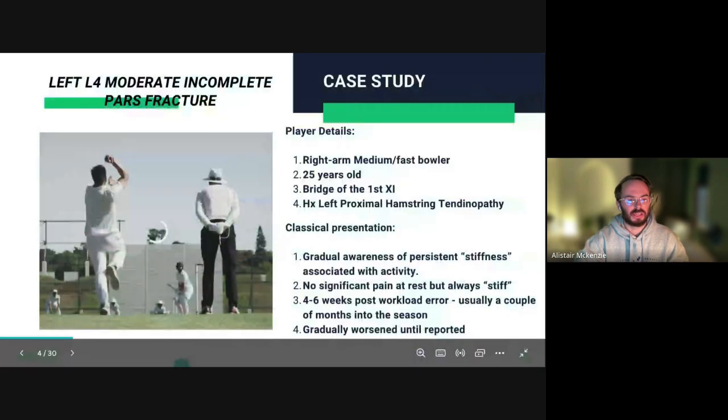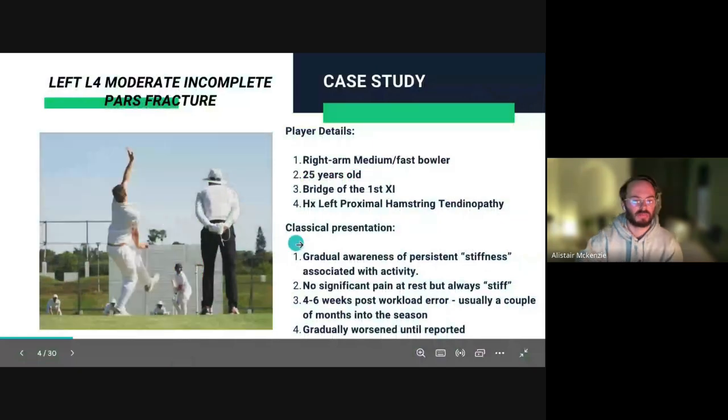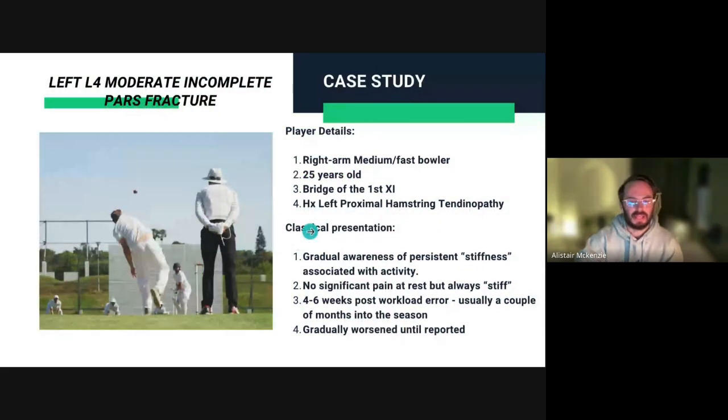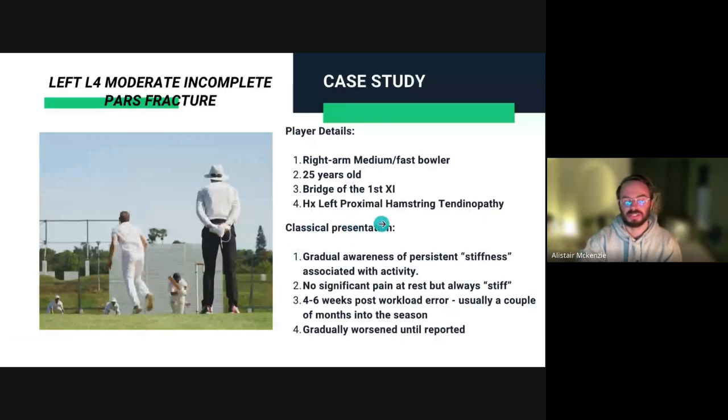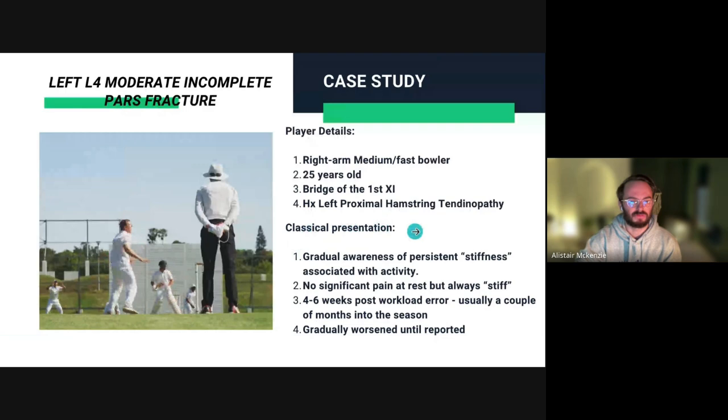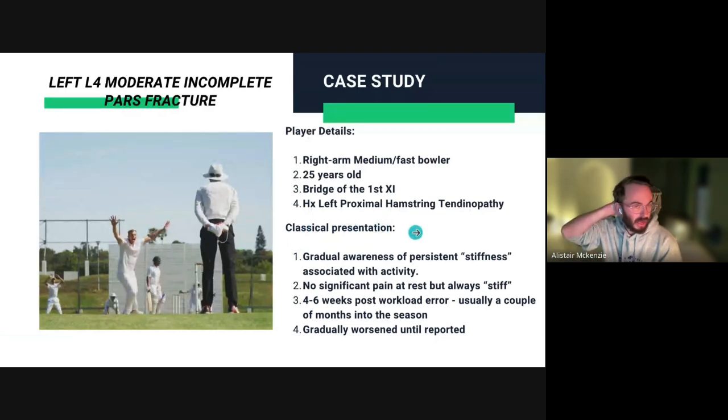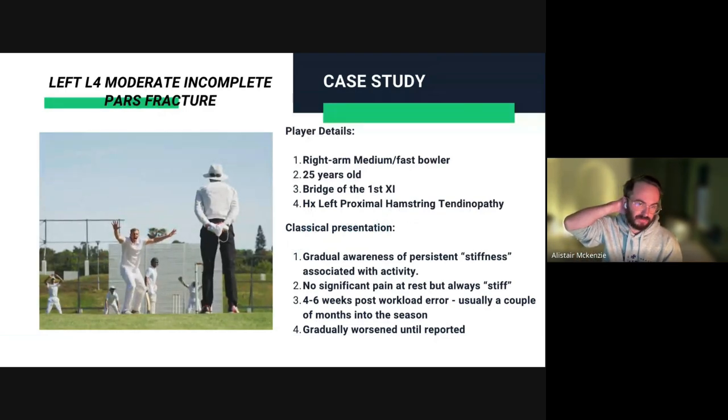A lumbar bone stress injury in a fast bowler is probably one of our highest burden injuries. Similar to ACLs in football, cricket has a large burden with a consistent trend on the contralateral side to a fast bowler's delivering arm. So if you're a right arm fast bowler like this guy, you're more than likely to end up with a primary left-sided pars fracture.